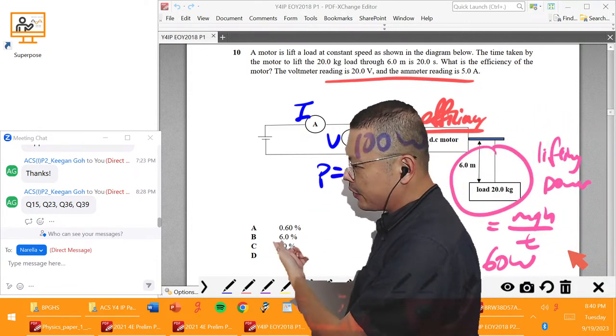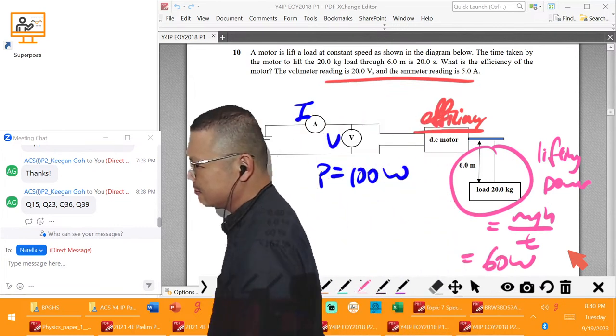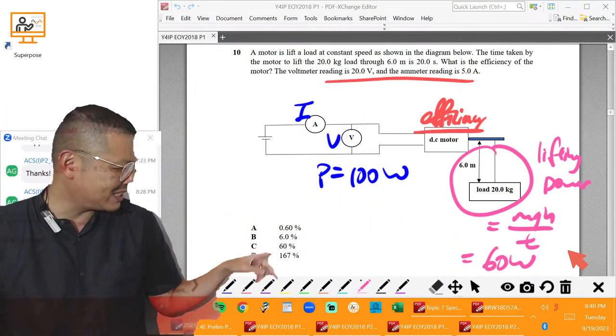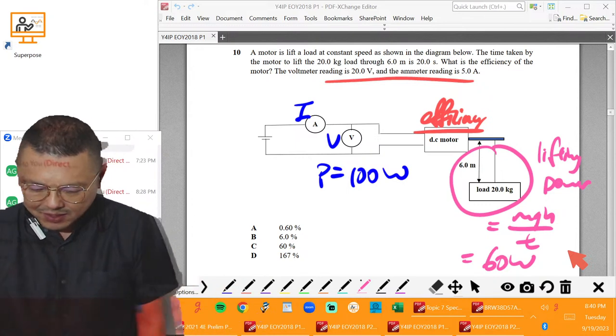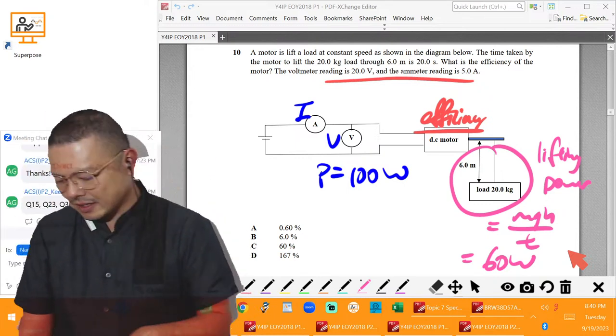I would have put 40% as one of the options. Yeah, just to mess around with students. Put 40% here. Like, huh? Is it 40%?